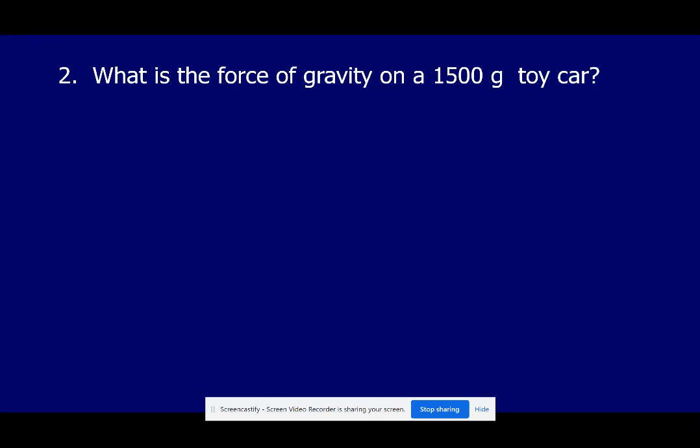So hopefully that seems pretty easy. But what can I do to trick you? Well, here's a way I could trick you. Give you the mass in grams.